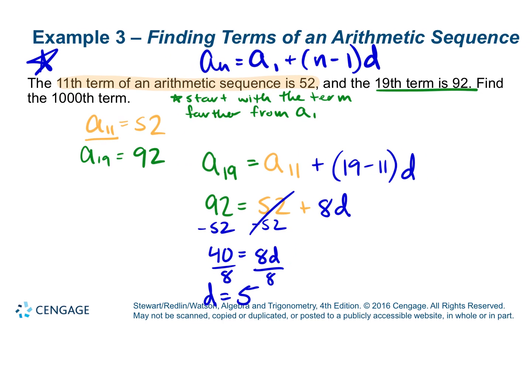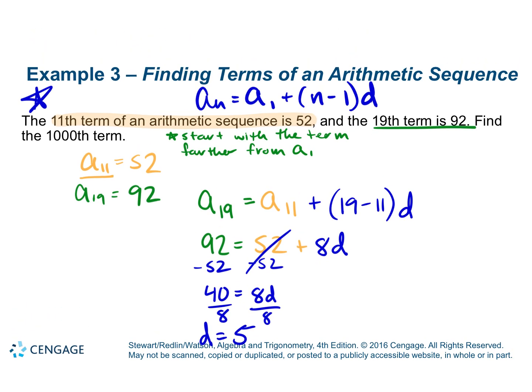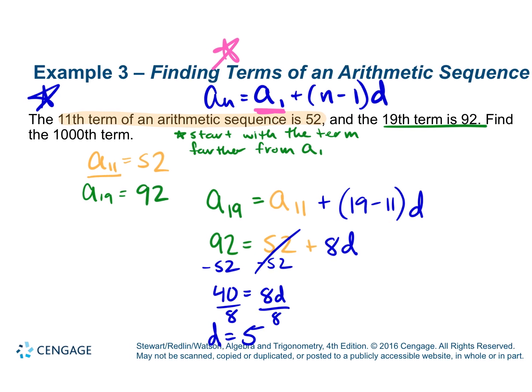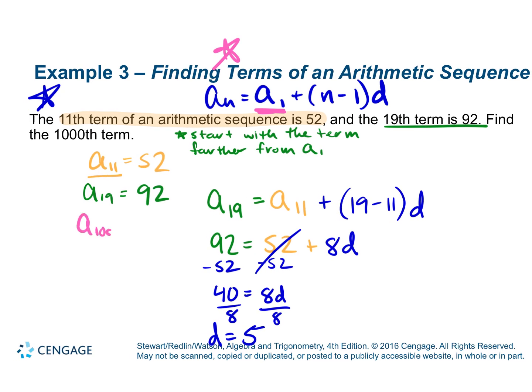So now that we found our common difference, next thing we can do is find our first term. Because in our formula here, we need the first term. Actually, it's not even asking us for the formula. If it asks for the formula, we'd want to use the first term. It's asking us for the 1,000th term. So next, let's find a sub 1,000. We can do the same exact thing, but just use 1,000.